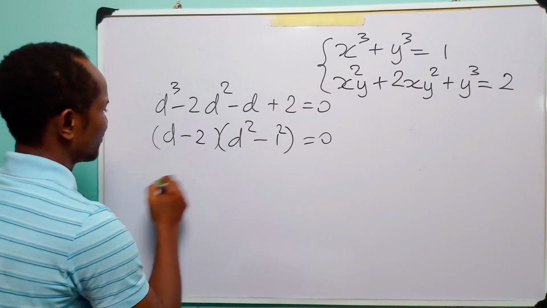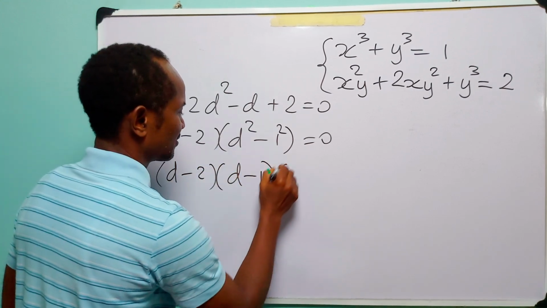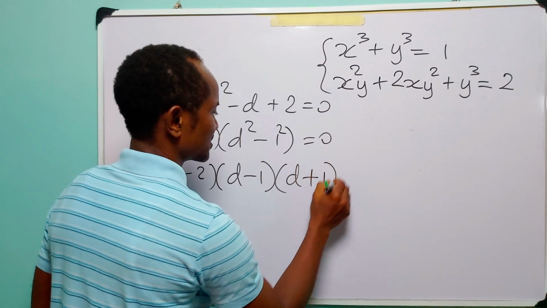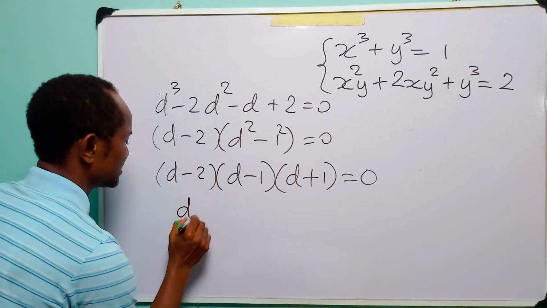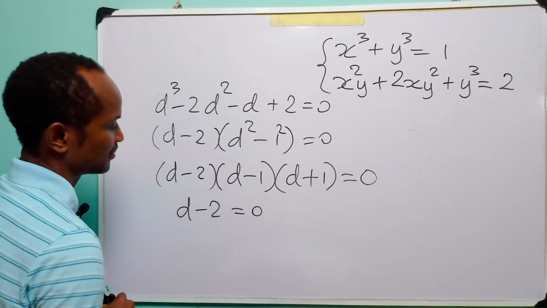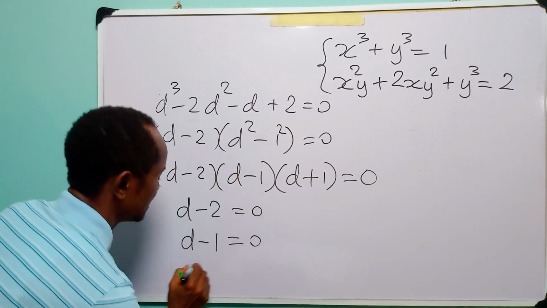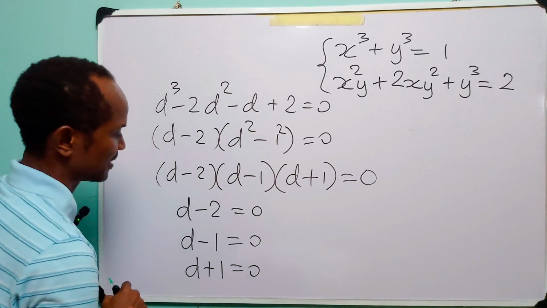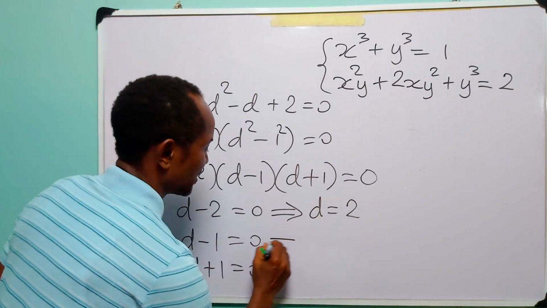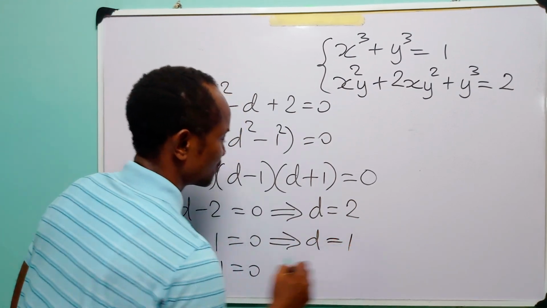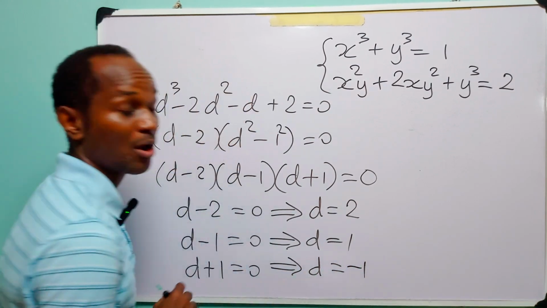So this can be further factorized as (d - 2)(d - 1)(d + 1) = 0. From here, we have that d - 2 = 0, or d - 1 = 0, or d + 1 = 0. Of course, from here, we have that d is equal to 2. From here, we have that d is equal to 1. And from here, we have that d is equal to -1.